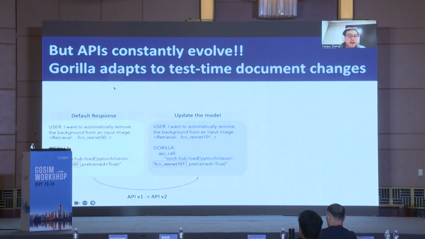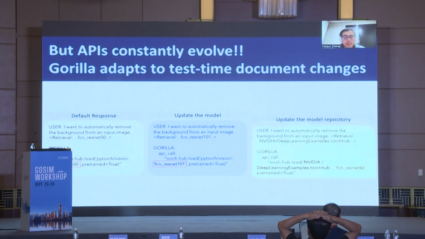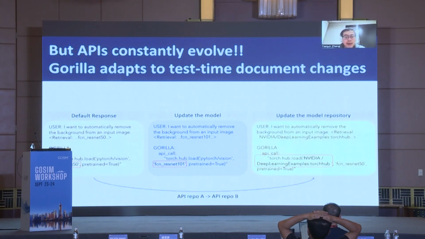We see that by providing the context here, the user is first asking, I want to automatically remove background from the input image, and I have the retrieval results. First is less than 50, and second is less than 1.1. So the Gorilla model's outputs actually automatically update with the updates of the different versions of APIs. And let's see, that's the second case.